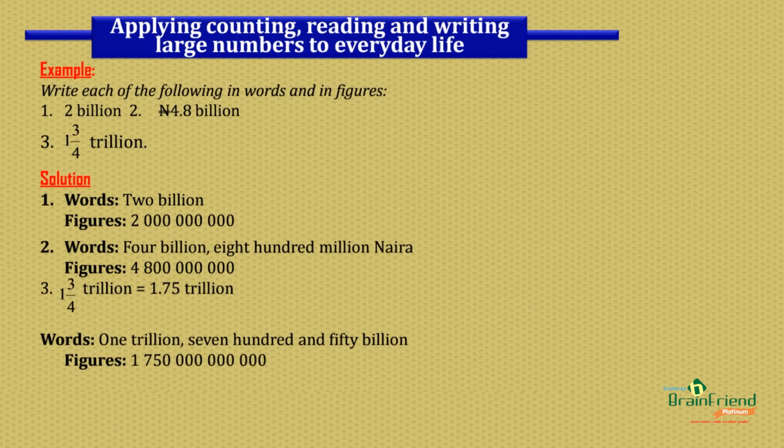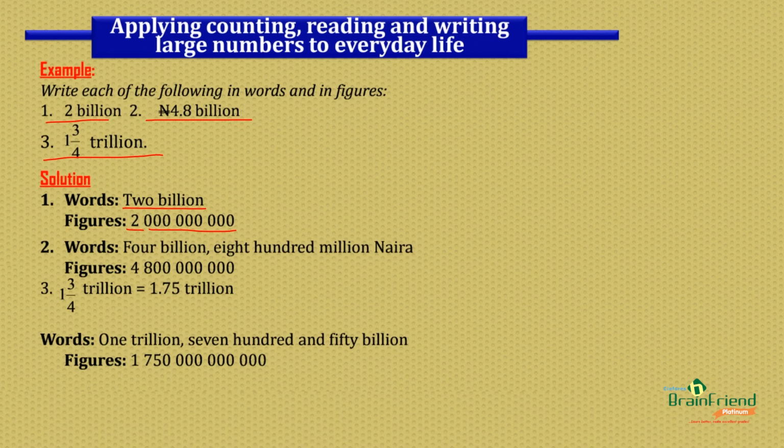For more emphasis, let's look at another example. Write each of the following in words and in figures. We have 2 billion, 4.8 billion, one whole number 3/4 trillion. Now in words, 2 billion is just 2 billion. And in figures, we have 2 and 9 zeros. That is 10 digits.